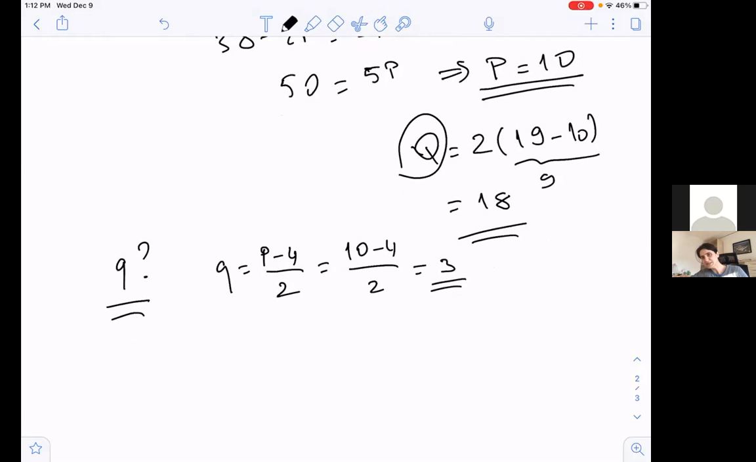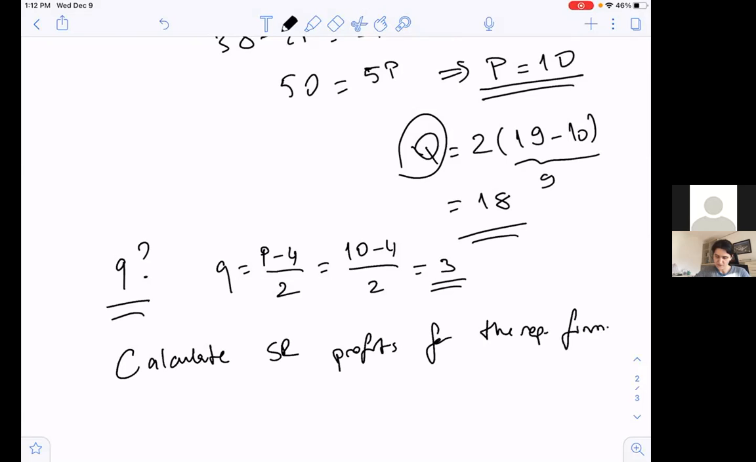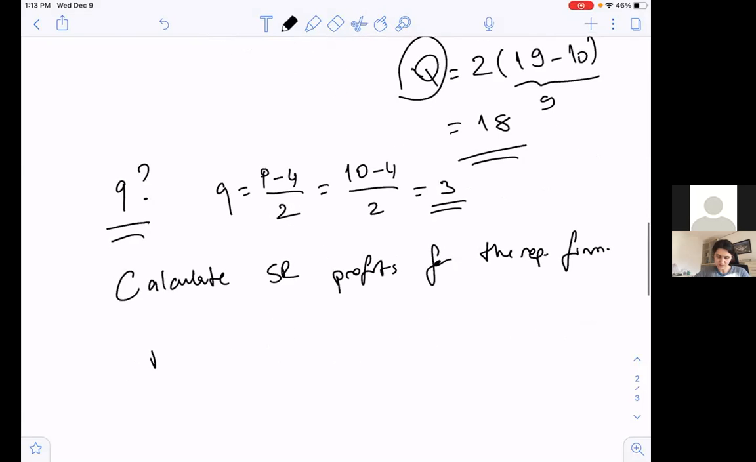Sorry for the pen again, it didn't work. Calculate the short run profits for the representative firm. Okay, so revenue is what? P times Q minus total cost of Q. So this is going to give you profit.